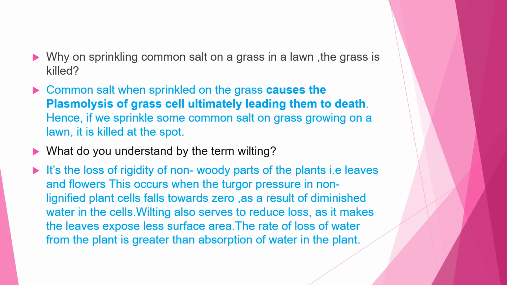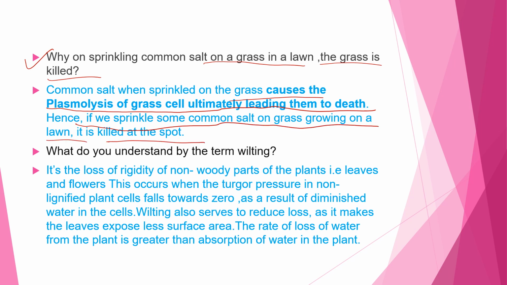Now next one. Why, on sprinkling common salt on the grass in a lawn, is the grass killed? Common salt, when we sprinkle it on the grass, causes plasmolysis of the grass cells, ultimately leading to death. Hence, when we sprinkle some common salt on the grass growing on a lawn, it is killed at the spot.